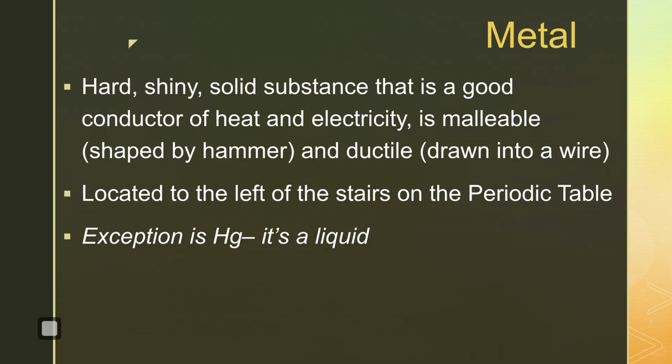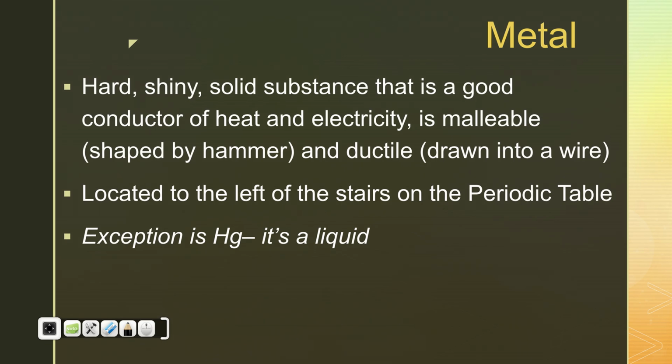Ductile means they can be stretched out into wires. They say they're drawn into wires. I know that sounds like you're drawing them, but what we mean is we can pull them out and make wires with them. They are located on the left side of the periodic table. As I said, they are solid except for one, and that is Hg, which is mercury, which I'm sure you've heard of before. It's a silver liquid metal. It's really neat to look at, but also extremely poisonous.